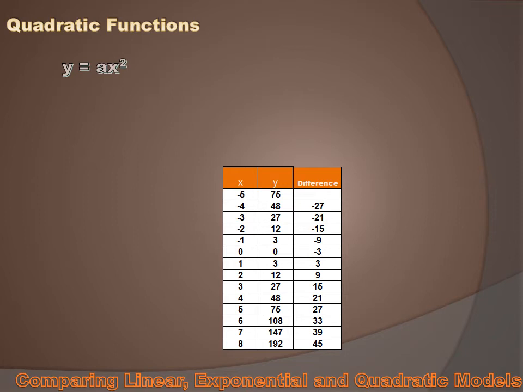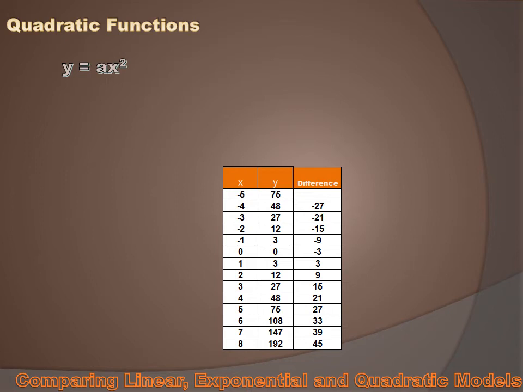And when I do that, I can see it's not a constant rate of change. The change is changing. It's varying each step. So it's not a linear relationship. Is it an exponential relationship? Well, I don't think so. And here's how I could tell. Are my y values changing by a constant multiple? When I go from 3 to 12, it's a multiple of 4. When I go from 12 to 27, it's not a multiple of 4. So this is not an exponential relationship.